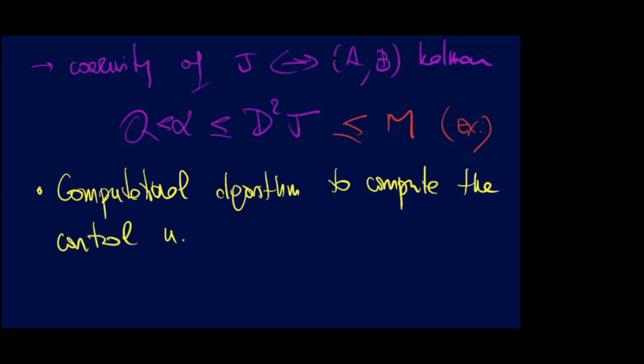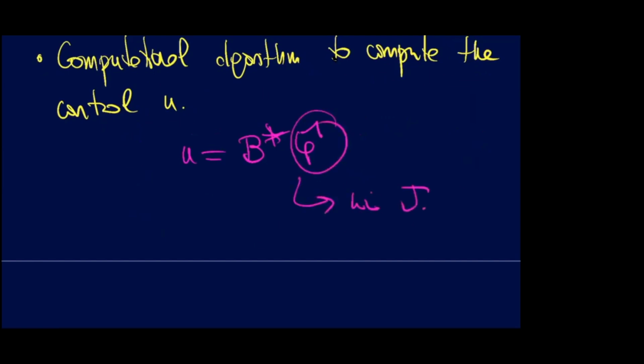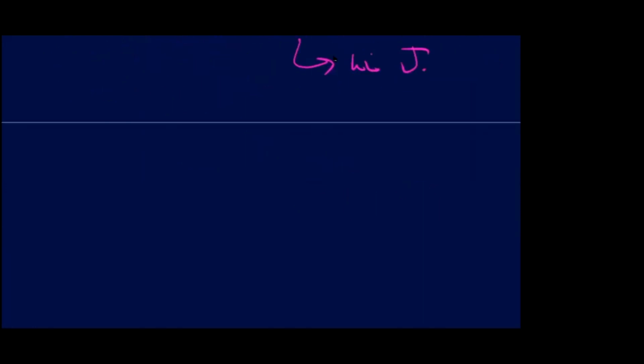Why? Well, because I know that the control is given by this magic formula, right? Which is B star times phi hat, and this phi hat is given by the minimization of J. Now, if you tell me, well, I'm not satisfied by simply knowing that there is a control, I need to compute the control. Okay, if you need to compute the control, then it's very simple.